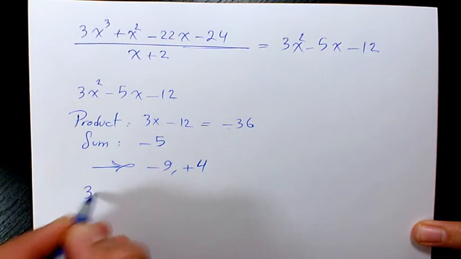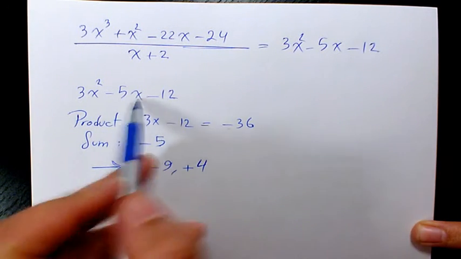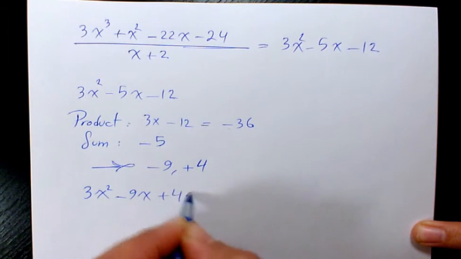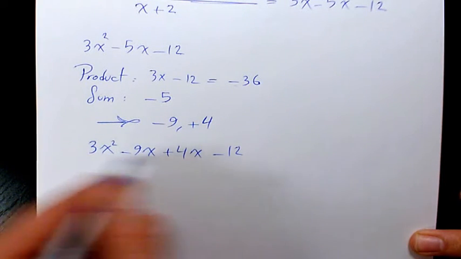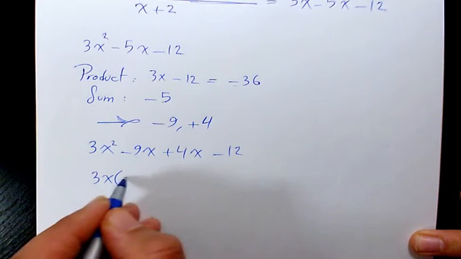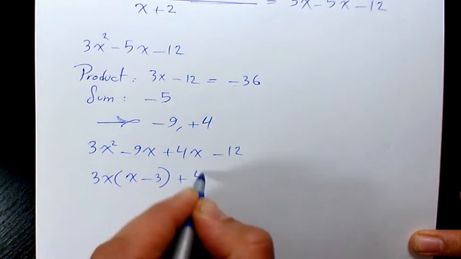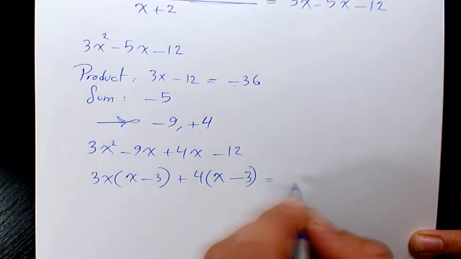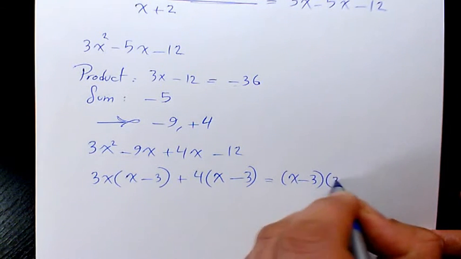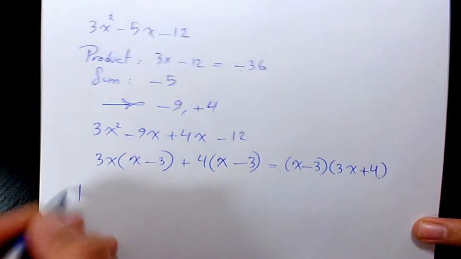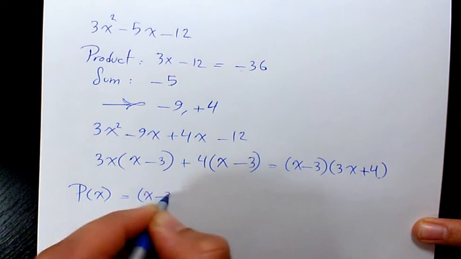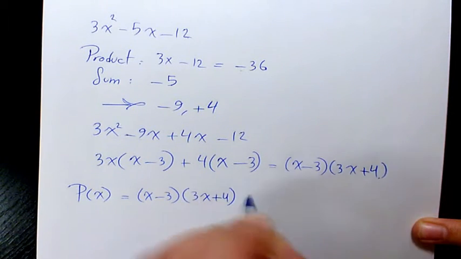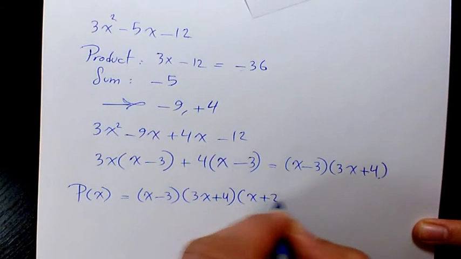Perfect. So I'm going to rewrite the polynomial again. Instead of negative 5x, I write negative 9x plus 4x, and then negative 12. Then you do factoring by grouping. For the first two terms, factor 3x: 3x times (x minus 3). Here I factor 4: 4x divided by 4 is x, negative 12 divided by 4 is negative 3. Then you factor out x minus 3, and it's going to be 3x plus 4. So the polynomial in factored form is going to be x minus 3, 3x plus 4, and in the beginning I had x plus 2. This is the factored form.